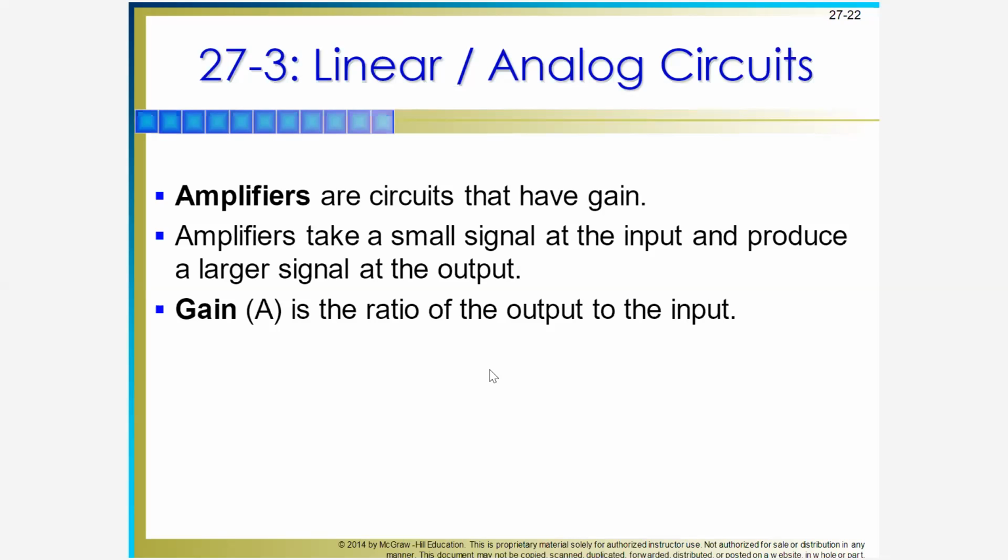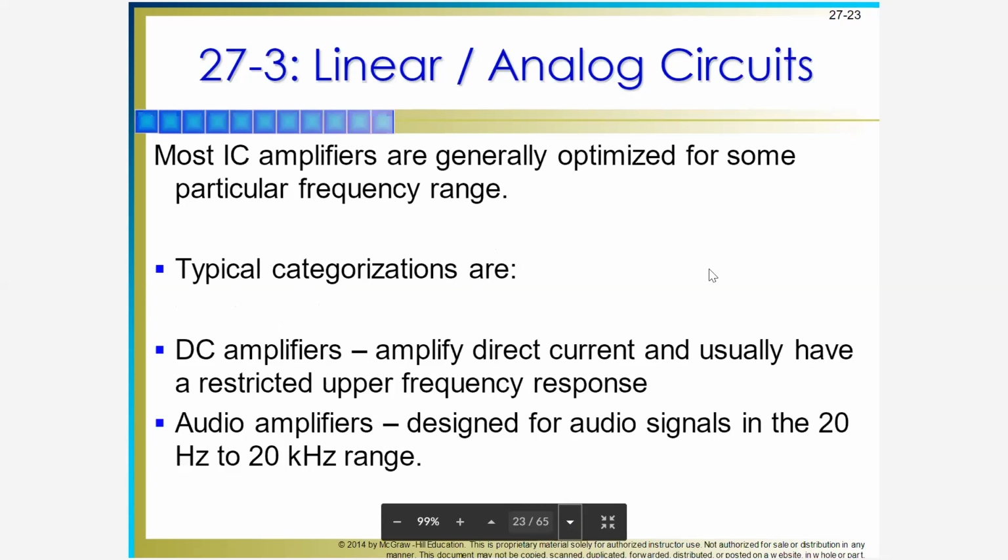Okay, next we have: most IC amplifiers are generally optimized for some particular frequency range. Typical categorization, since we are already done with analog, we are already done with linear, we have another example of an amplifier. This is called DC. DC means direct current. Amplified DC current usually has a restricted upper frequency response. What is the frequency to hear the audio or the sound?